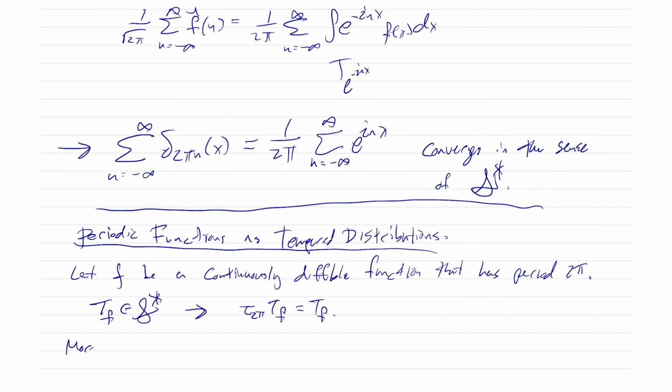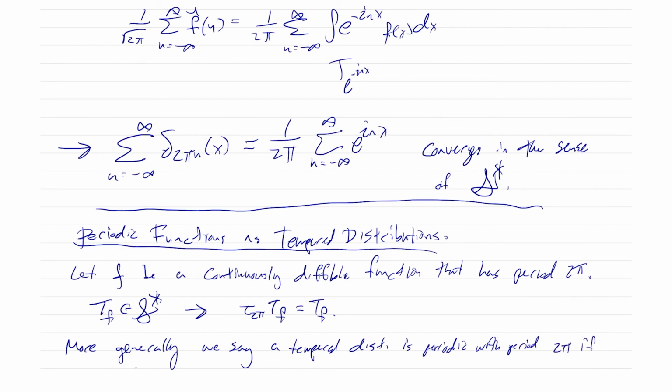And so more generally, we say that a tempered distribution T is periodic with period 2 pi if tau of 2 pi T is equal to T. Okay, so in that case, you can do some work and you can show that the Fourier transform of T is 1 over square root of 2 pi times the sum from n equals -infinity to infinity of some coefficients Tn of delta 2 pi n.